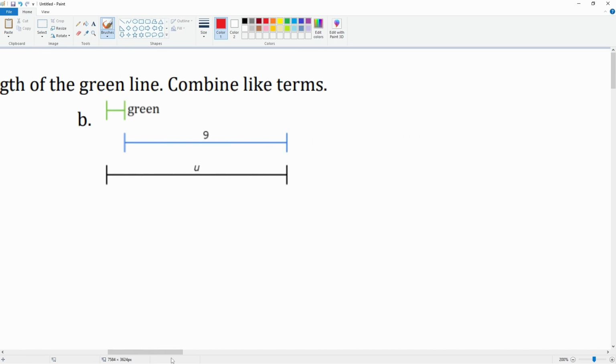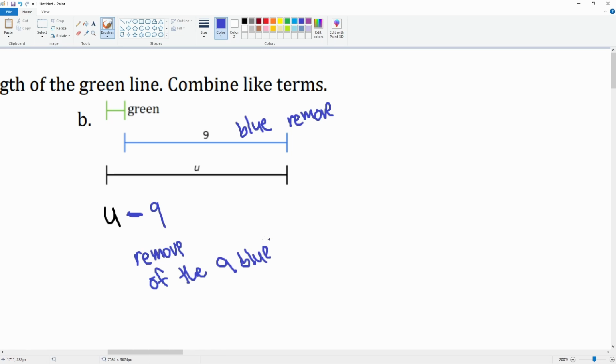B. Well, this time we're also trying to find the green line, but we have the letter U, which is the total here. And then we have the green line. Okay. And it looks like the blue line here, the blue line was removed. And the math symbol for remove is the subtraction, or the -9. This can be seen as a removal of the 9 blue line, okay, and that's going to be equal to our green line.